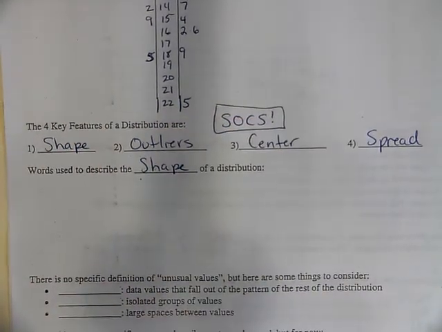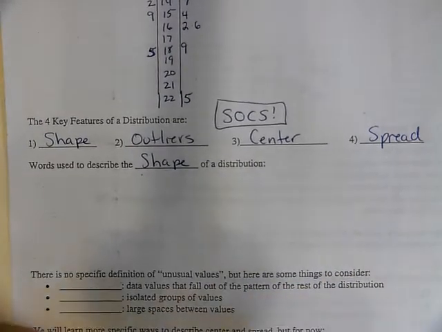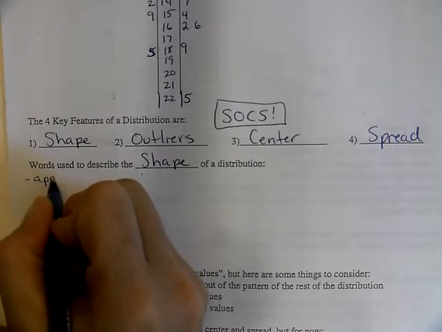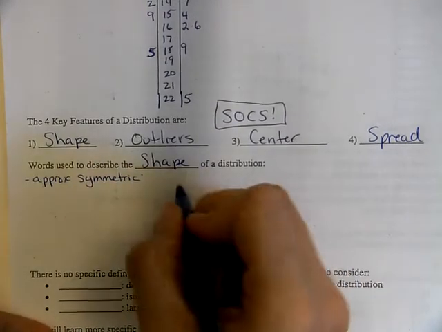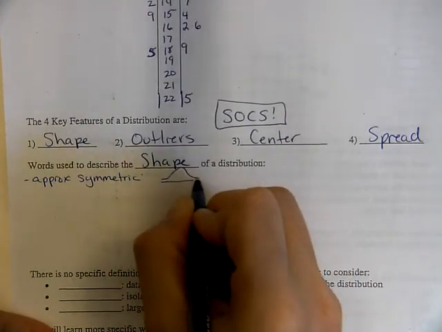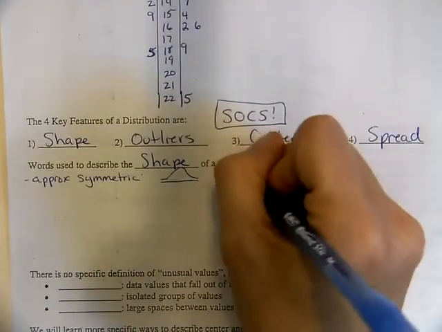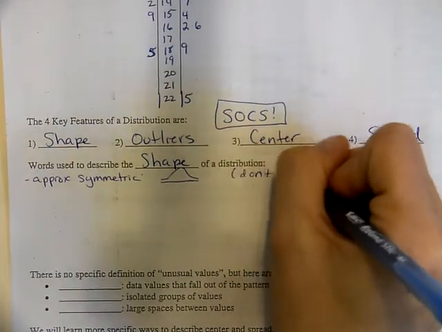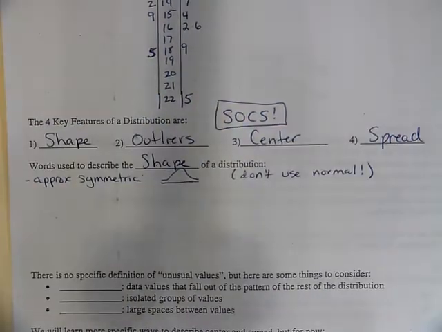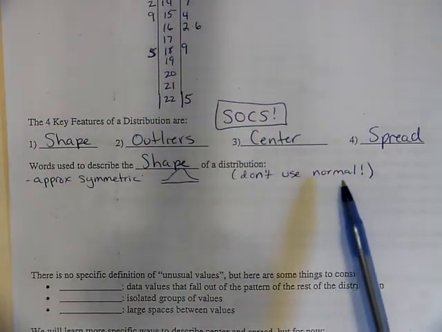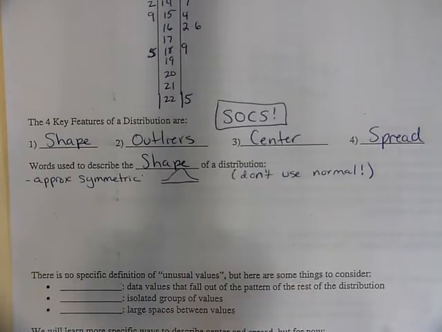So the shape of a distribution. There's a couple big ones and then some you don't see as often. The biggest one that you'll see, and we're going to use a lot later, is approximately symmetric. And that looks kind of like a normal distribution. Approximately symmetric. Don't use the word normal. If you use the word normal, you'll get marked down because a normal distribution is very, very specific. We'll talk about it in chapter 7. So we just say it's approximately symmetric, and it doesn't have to be a perfect bell curve.